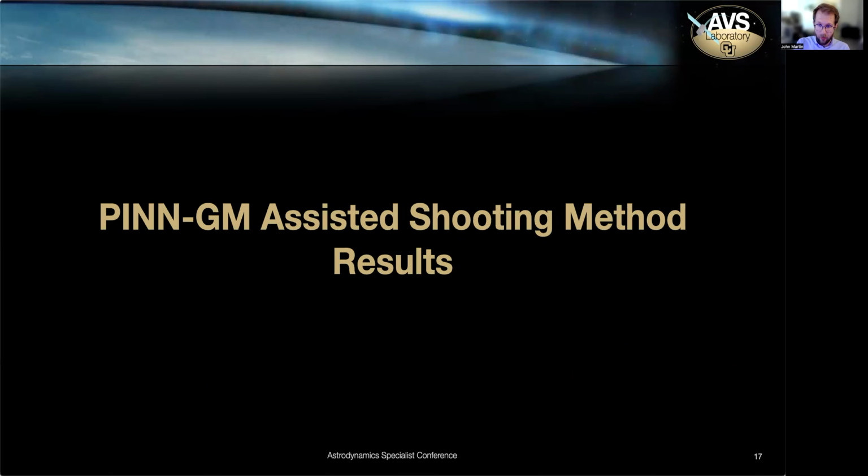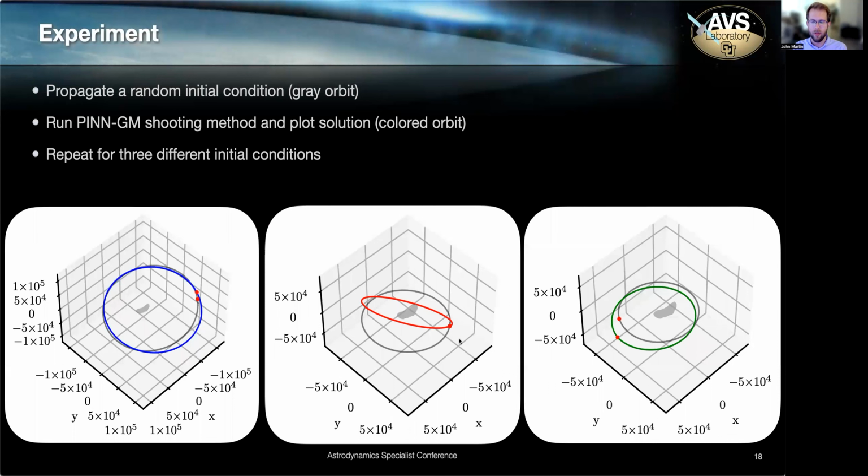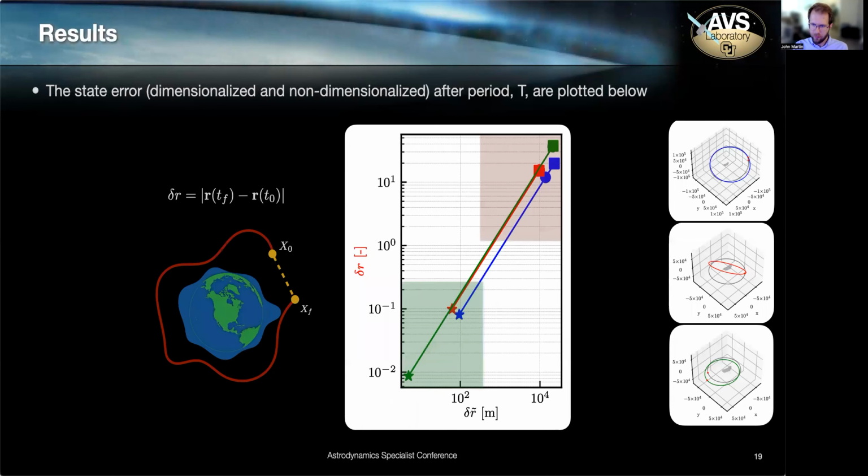So we have this powerful gravity model. It seems to be well suited for the shooting method. How does it actually perform? Well, to test that, we pick a random initial condition, which is this gray orbit here. And this doesn't naturally close. And so we apply the shooting method to that initial guess, and we get the red orbit. We repeat the same experiment for 3 different initial conditions, and we get the corrected blue, red, and green orbits respectively. So quantitatively, how do we look at this?